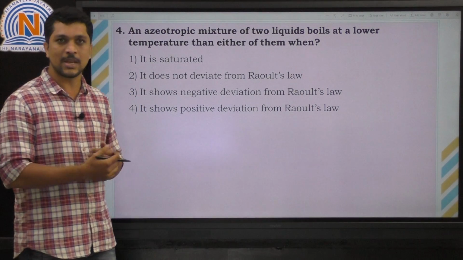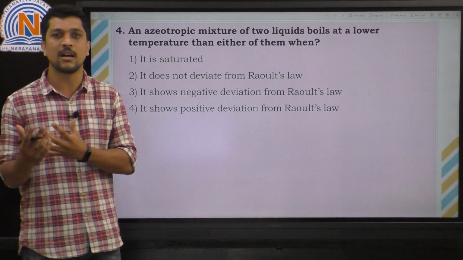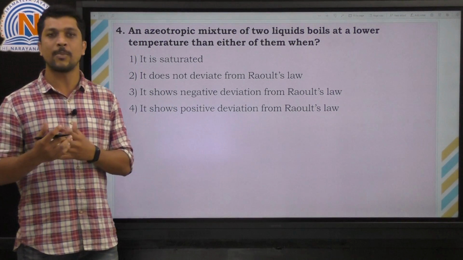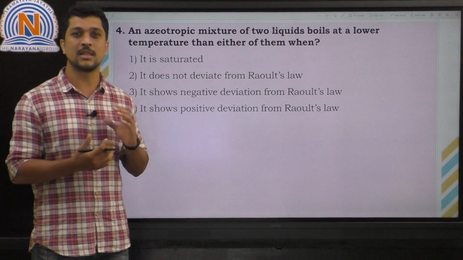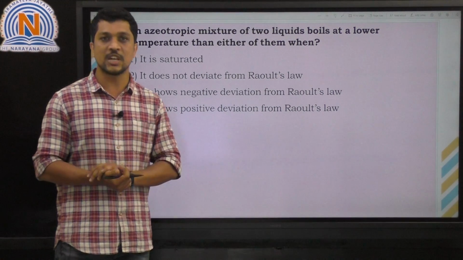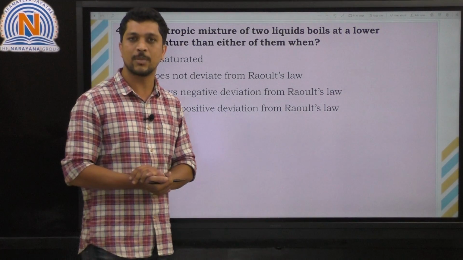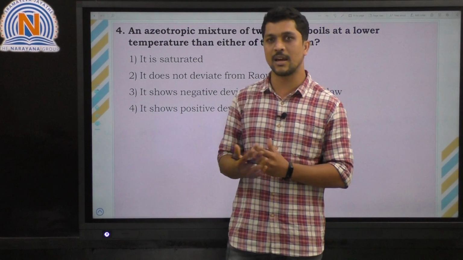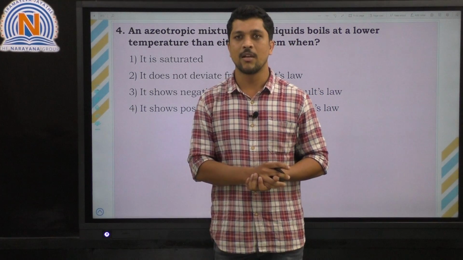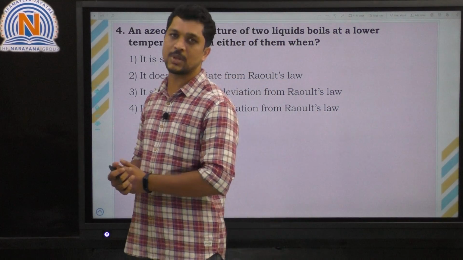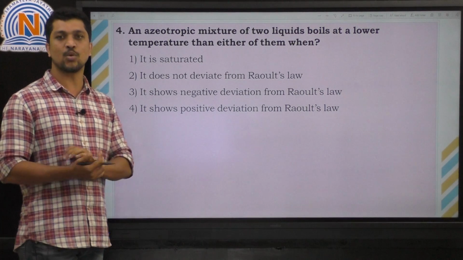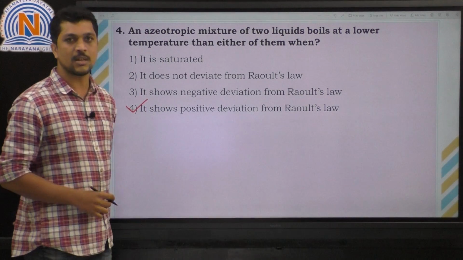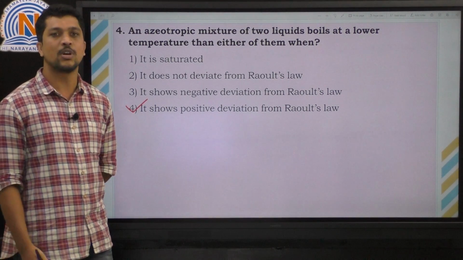Lower temperature means the vapor pressure is greater than the ideal solution vapor pressure. So what happens when the vapor pressure is greater than the ideal solution vapor pressure? It shows positive deviation from Raoult's law, because the vapor pressure of the azeotropic mixture at a certain temperature is greater than that of an ideal solution. So the correct option is the fourth option, which is it shows positive deviation from Raoult's law. Let's move on to the next question.